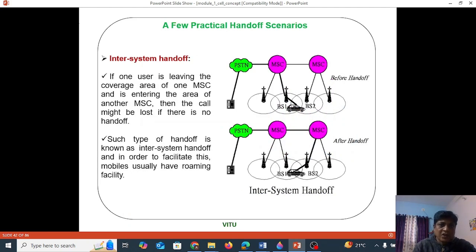Another kind of handoff scenario is where the mobile user is moving from one MSC area to another MSC area. If one user is leaving the coverage area of one MSC and is entering the area of another MSC, then the call might be lost if there is no handoff. Such a type of handoff is known as inter-system handoff, and in order to facilitate this, mobiles usually have roaming facilities. So this is basically inter-system handoff.